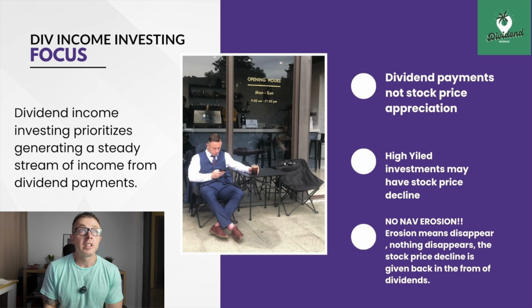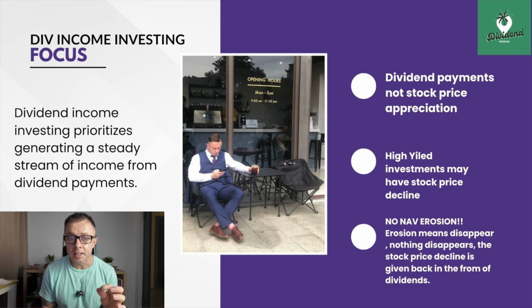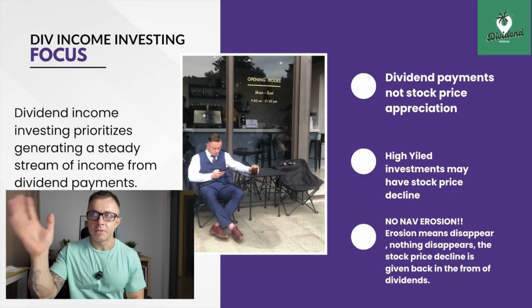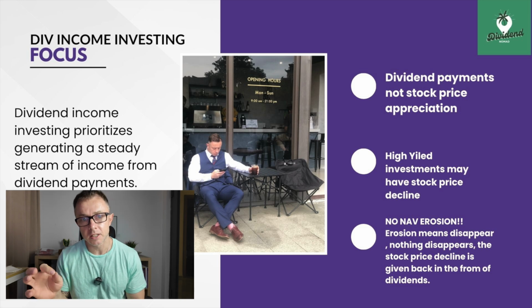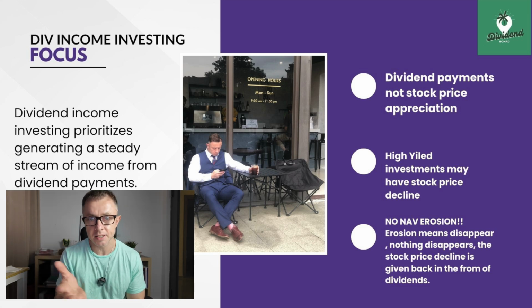So a dividend income investor isn't expecting or anticipating the price of a stock to go up, right? That usually doesn't happen with dividend income investing. Usually the price will stay flat or the price will go down, but you will receive dividends. Okay, high yield investments have stock price decline. So for example, like Tesla, right? TSLY, it has 100% dividend. If somebody's going to give you a 100% dividend, of course, the price of the stock is going to go down, right? It will go down. The stock price will decline.